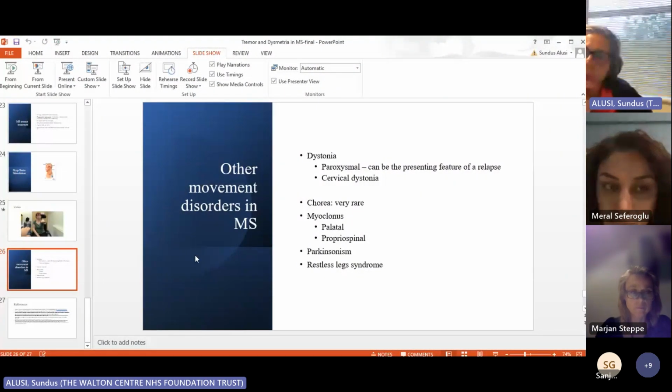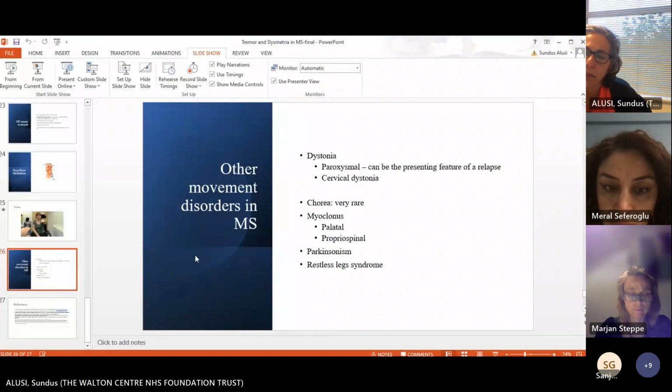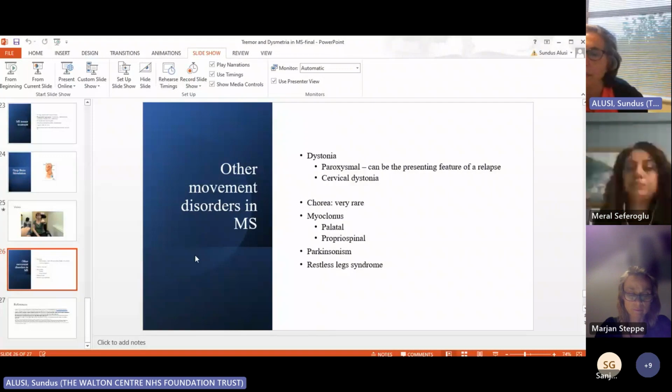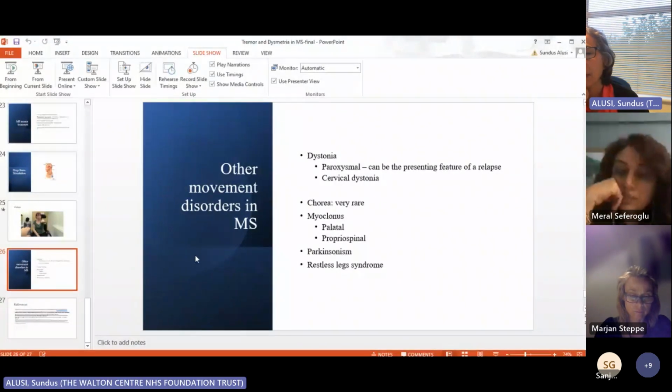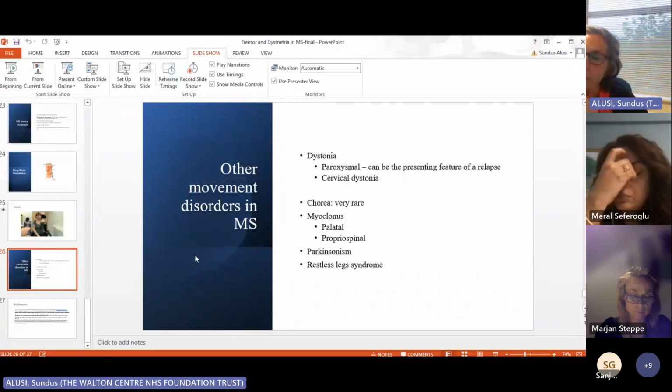And then there's something called propriospinal myoclonus, which is a rare form of myoclonus of the trunk spreading to the limbs. And again, it's not a very treatable condition really, other than with drugs. You can even get Parkinsonian features in multiple sclerosis. Now, that is a hard one to attribute to multiple sclerosis. There have been quite a few studies on this. And on the whole, I think it's thought to be a coincidence.